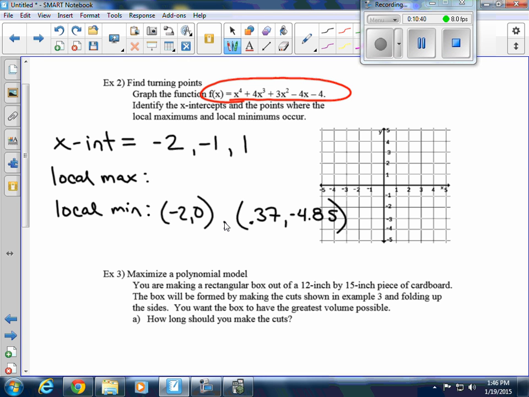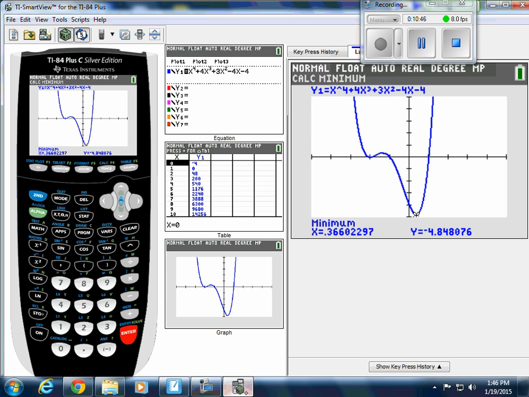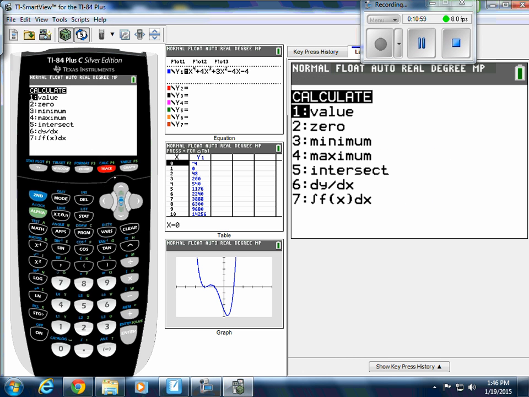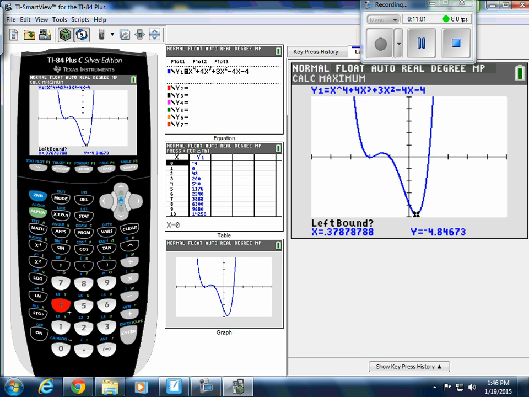And then we also need to find the local maximum. So if we go to the local maximum, now we're going to look for that, doing exactly the same thing. Just got to put the marker down. We're going to go to second and hit trace again. And now this time we're looking for the maximum, which is number 4.